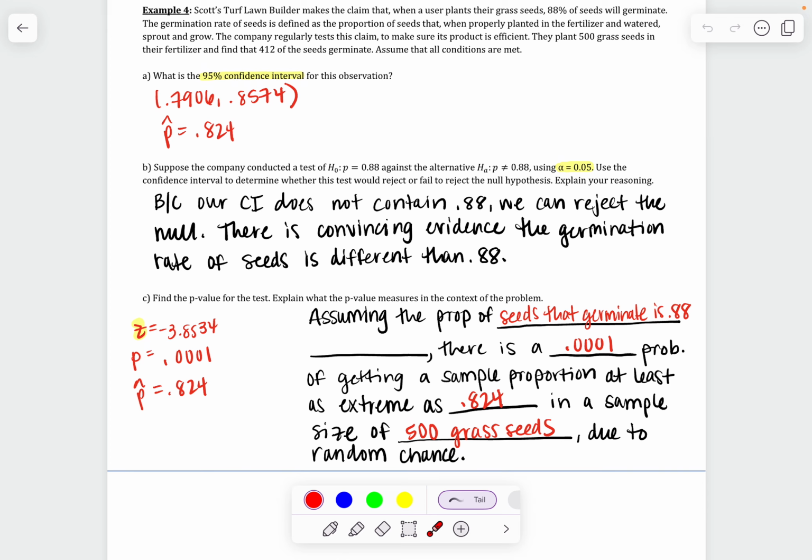That's the first thing I always write: assuming that the proportion of seeds that germinate is 0.88, the claim that they are saying is true, there is a 0.0001 probability of getting a sample proportion at least as extreme as my p-hat, which is 0.824, and a sample size of 500 grass seeds due to random chance. This is one of the last prompts we looked at in 7.2 if you want to look at the typed up sentence, but really all you're plugging in is the null, your p-value, your p-hat, and your sample size. And that is how you go on interpreting a p-value.